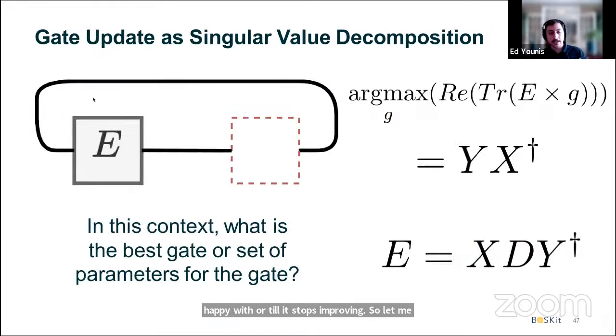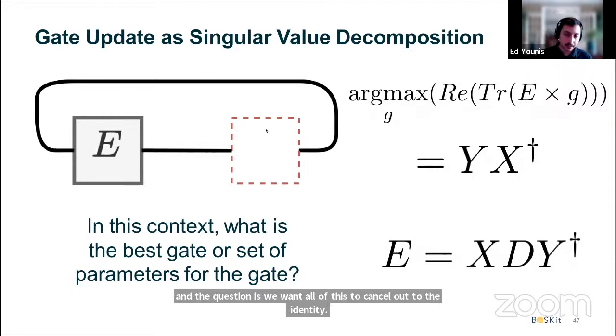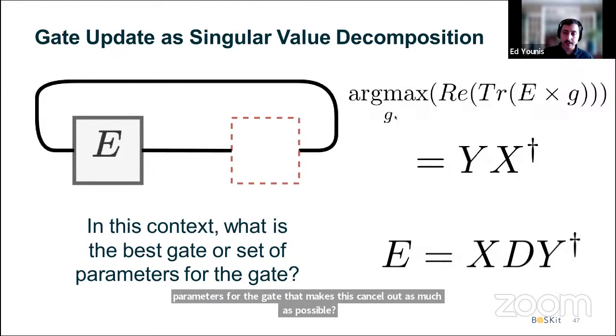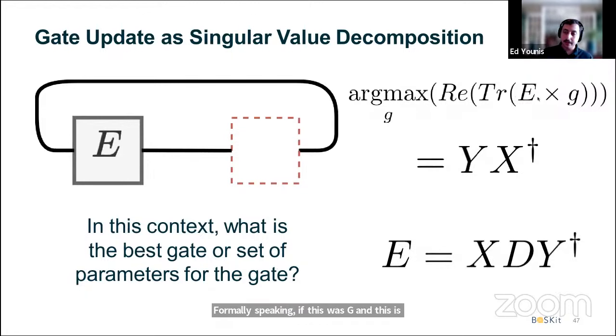So we're at this situation, we have this environment matrix, and the question is, we want all of this to cancel out to the identity. So in this context, what is the best gate or set of parameters for the gate that makes this cancel out as much as possible? Formally speaking, if this was G, then this is the argmax of G with the real of the trace of the environment times G. And that's equal to Y times X dagger, where Y and X come from the SVD of this environment matrix. There's a proof in the paper, if you're interested in how this works.